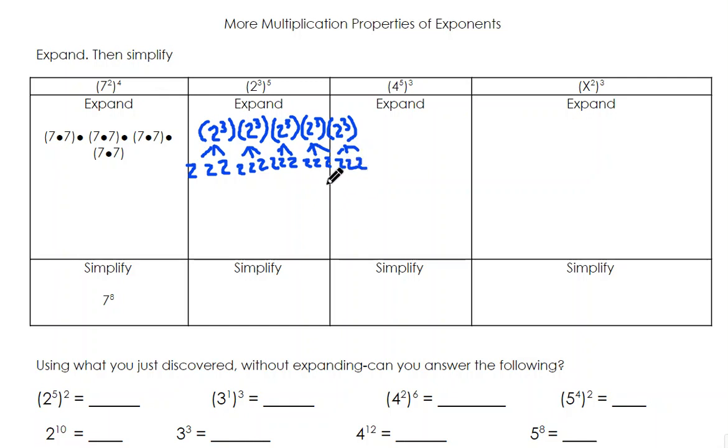All right, so how many 2s do I have? I have 1, 2, 3, 4, 5, 6, 7, 8, 9, 10, 11, 12, 13, 14, 15. So I got 2 to the 15th power.